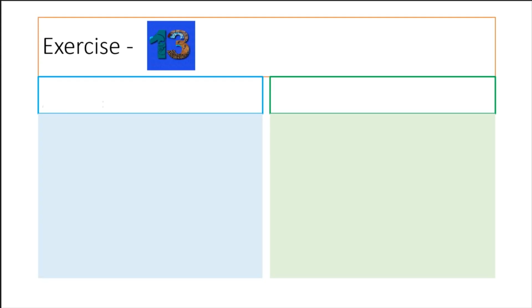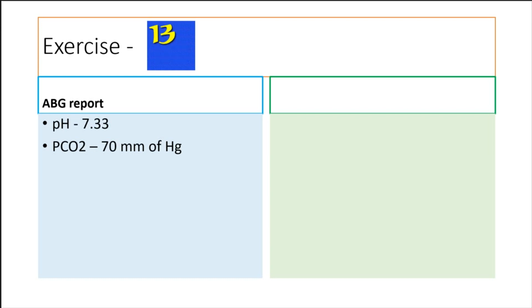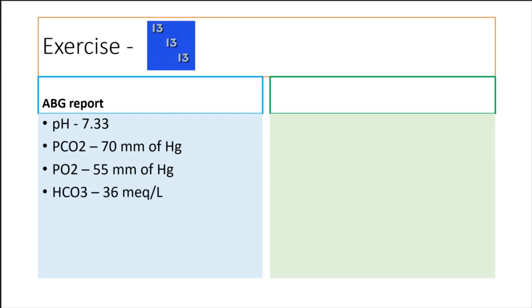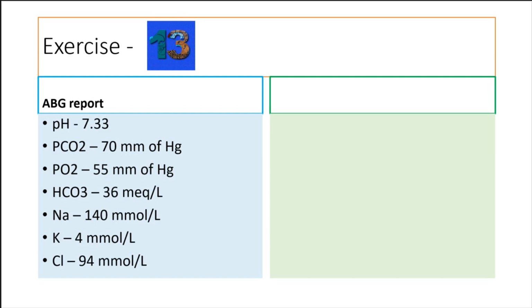Exercise 13. ABG report. pH 7.33. PCO2 70 mm of Hg. PO2 55 mm of Hg. HCO3 or bicarbonate 36 milliequivalent per liter. Na or sodium 140 millimole per liter. K or potassium 4 millimole per liter. Cl or chloride 94 millimole per liter.